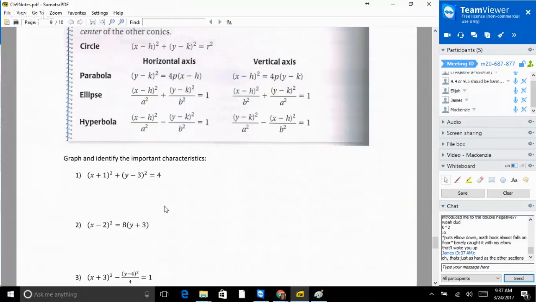All right, so let's look at this first one here. Okay? Number 1, we have (x plus 1) squared plus (y minus 3) squared equals 4. So before I even go straight into Desmos, does anybody know what this is the equation for? Is it a circle, parabola, ellipse, or hyperbola?